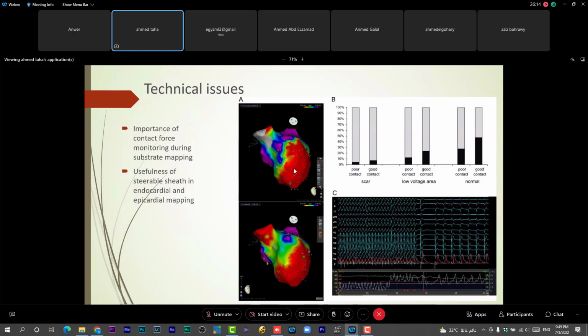Also, what is the vector of the contact? Is it perpendicular or parallel? We all the time try to be more perpendicular to get good contact with the tissue. When you are parallel, it can give you local potentials that are fractionated. Actually, it's not the true one because of the touching of the myocardium itself. So try to keep the vector of the smart touch more perpendicular, which is better than parallel.